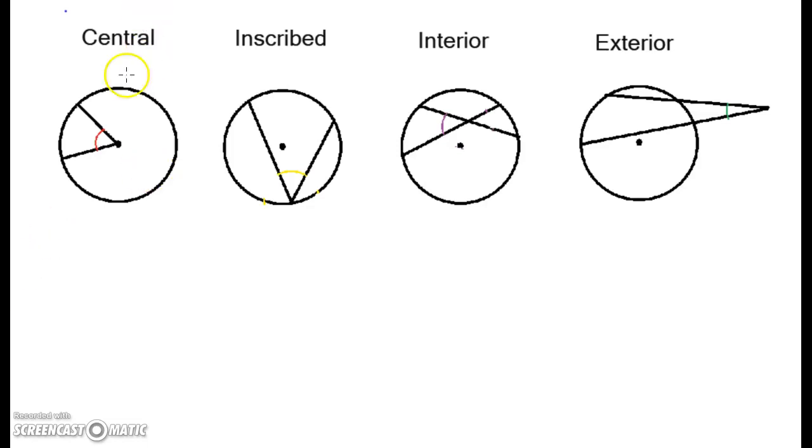In this video, we're going to talk about all of the different angles that you can find in circles. And so there's 4 different types we're going to talk about. Central angles are angles that are in the center of the circle, like this angle right here. Inscribed angles are angles that are inscribed into the side of a circle, like this angle down here, because it's touching the edge of the circle.